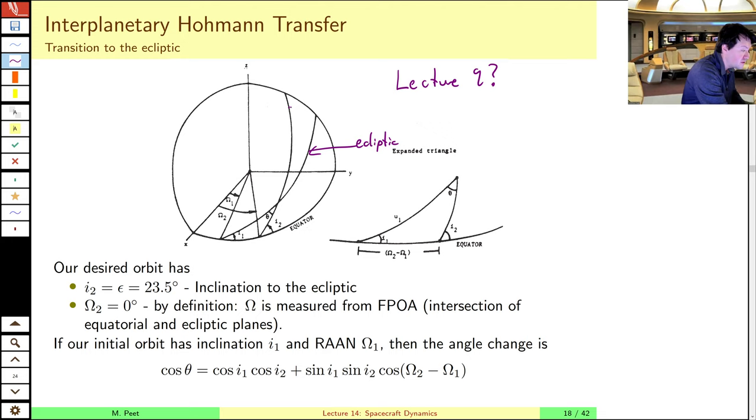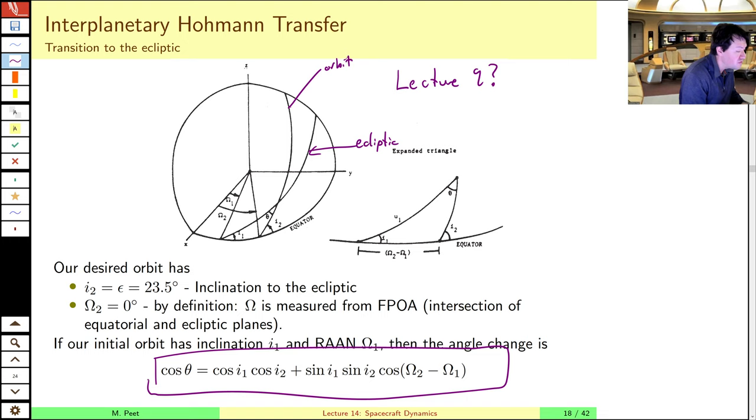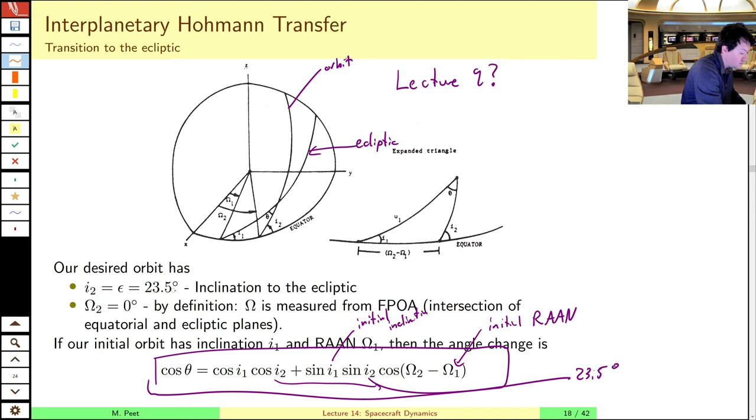We know how to calculate plane change maneuvers using spherical geometry. Specifically, the plane change we require, based on spherical geometry, for moving from one orbit to another is based on the initial right ascension, the initial inclination, the desired final inclination, which is 23.5 degrees, the same as this, of course, and the desired final right ascension, which is 0 degrees.